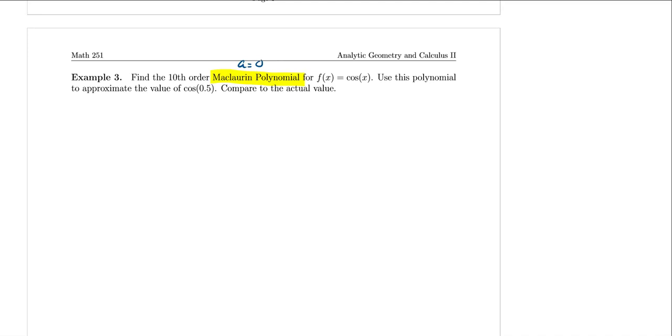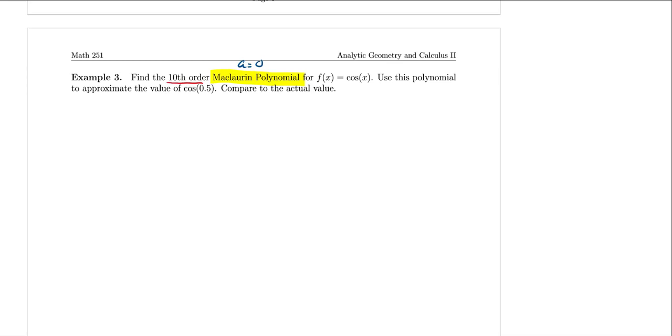Now the other thing that I also want to point out here is that this time around, we're going to be dealing with a 10th order. Is that going to be a lot? Well, it's going to depend. Rather than write down the formula for the 10th order polynomial, I trust that you guys are now more familiar with it, since we've seen three examples now.